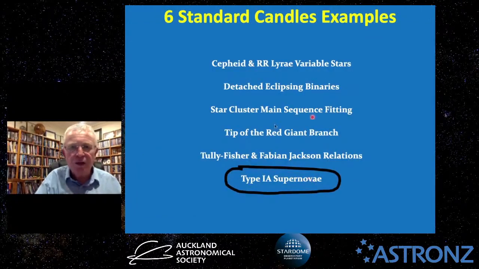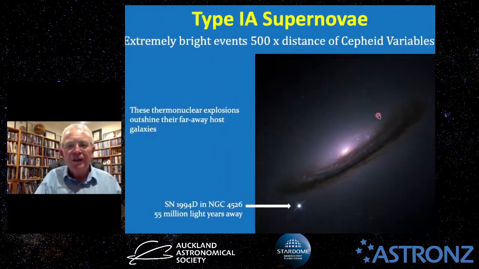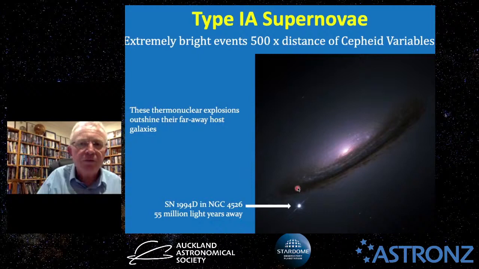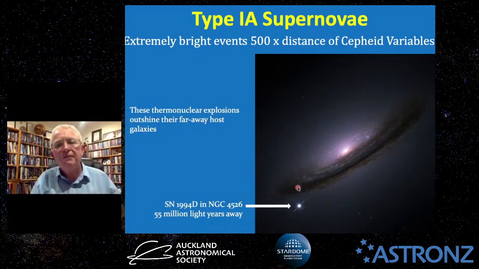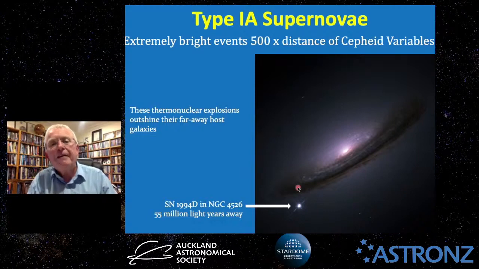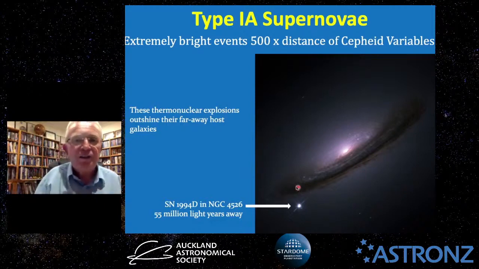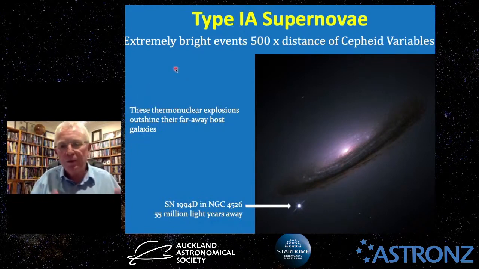So now the last example of the standard candles, the Type 1a supernova. These are very, very bright events. You thought Cepheid variables could be seen from a long, long distance. Well, these can be seen at 500 times the distance. They're just extremely bright. You've probably heard of supernova explosions. Out of all of them, these type 1a supernova explosions are thermonuclear explosions. They are the brightest of the lot of them.